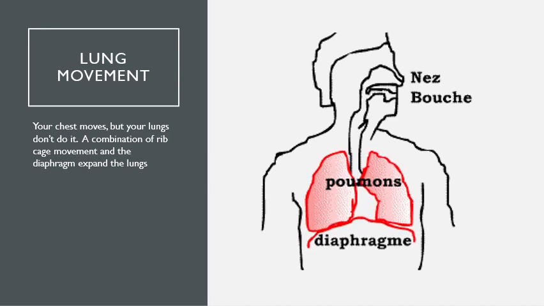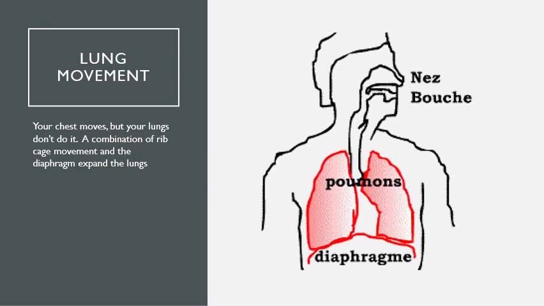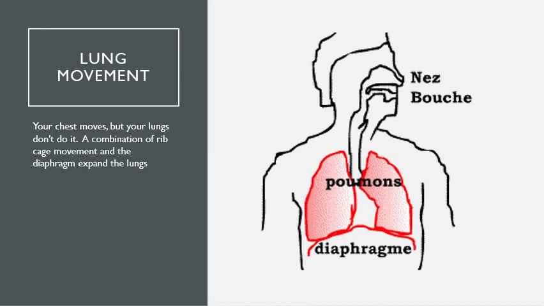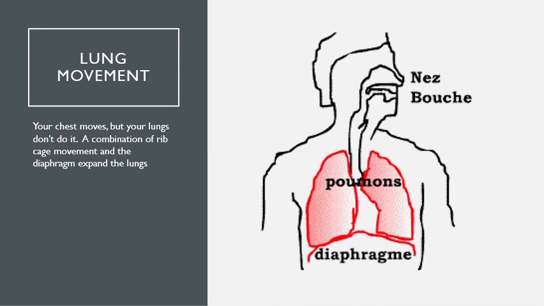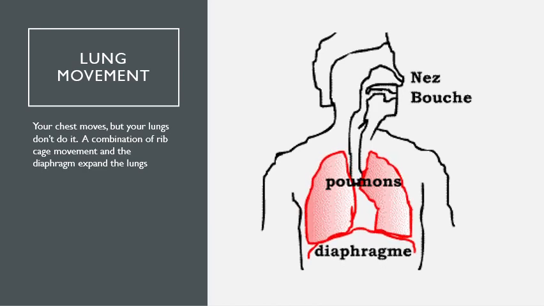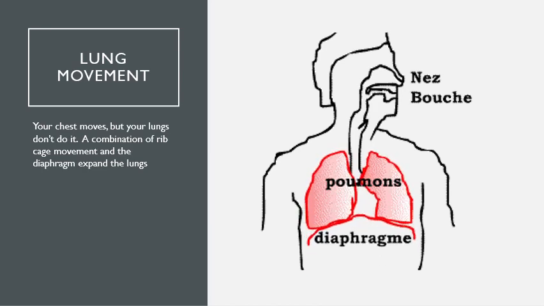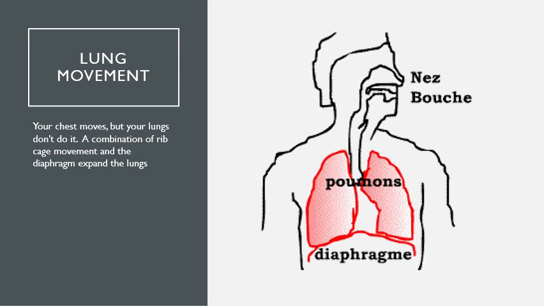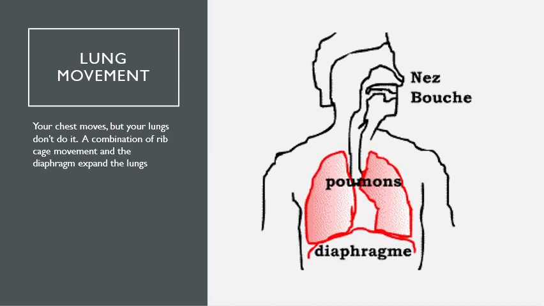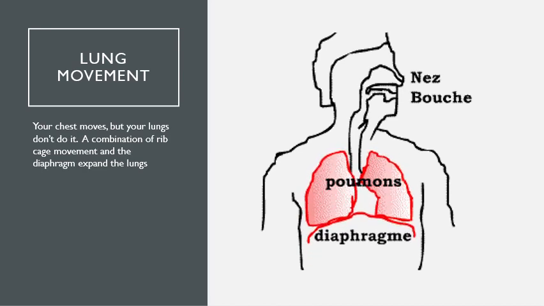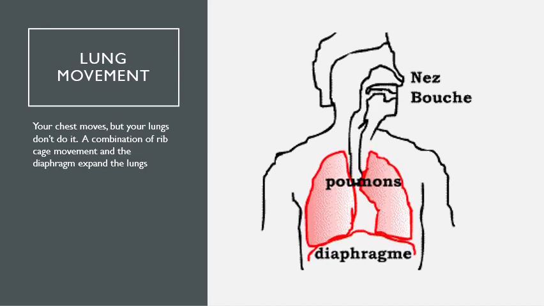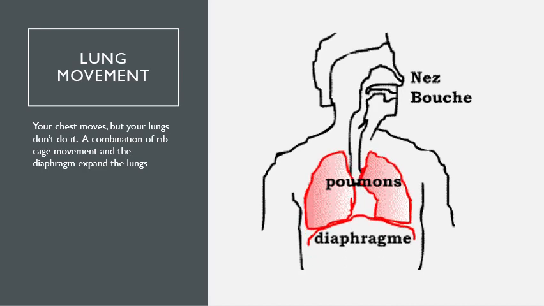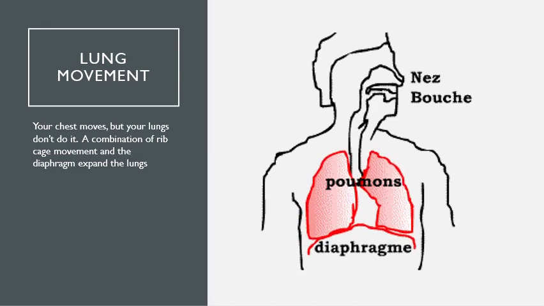You'll notice that your chest moves, but your lungs don't actually do any moving on their own. Your lungs don't have muscles in themselves. Instead, a combination of the rib cage expanding out because of the muscles in the rib cage and the diaphragm pulling down are going to be what causes your lungs to expand. Basically, you change the amount of pressure in your chest cavity, and that expands the lungs. When the lungs expand, that becomes a vacuum, and it pulls air in. When the lungs contract, it pushes air out.